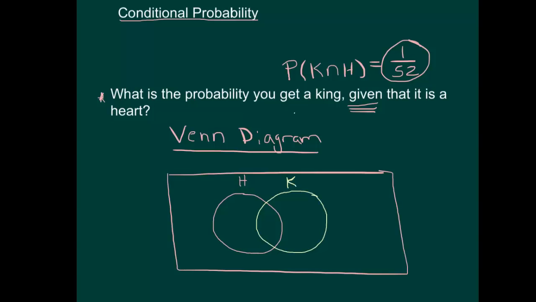Let's start with the simplest one. What's the probability of getting the King of Hearts? That we already saw is 1 out of 52. So I'm going to put that right in here, 1 out of 52.